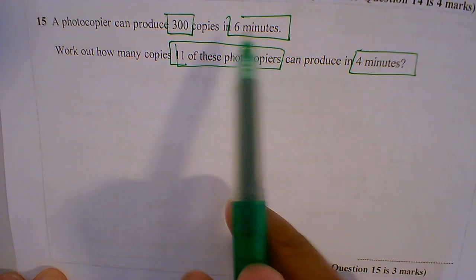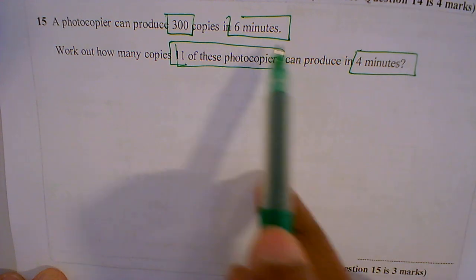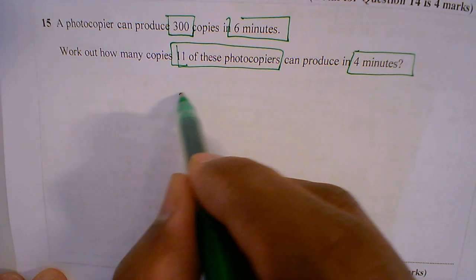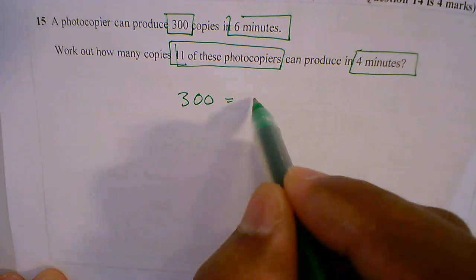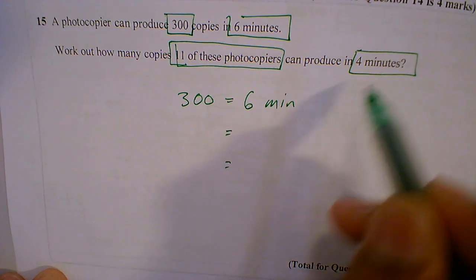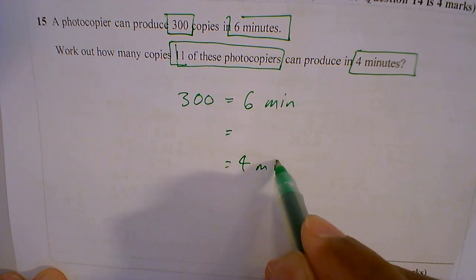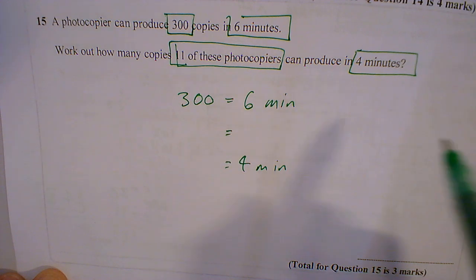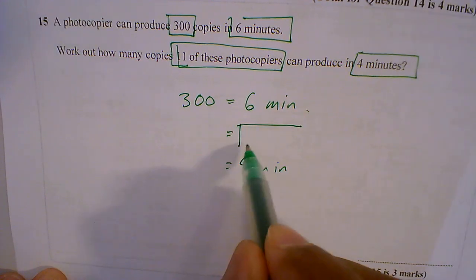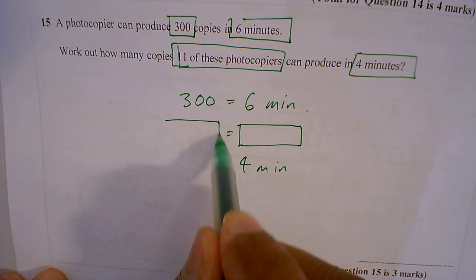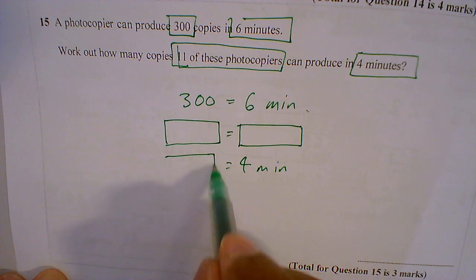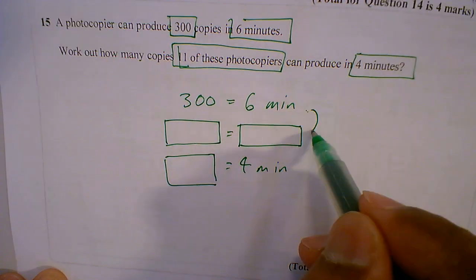So the first thing, I've got 6 minutes and 4 minutes. Let's get that together. So I've got 300 in 6 minutes. I want to get to 4 minutes. I can do that in one jump, or I can do it in 2 jumps. Now I can't do it in one jump. I'm struggling for that, so I'm going to do it in 2 jumps.